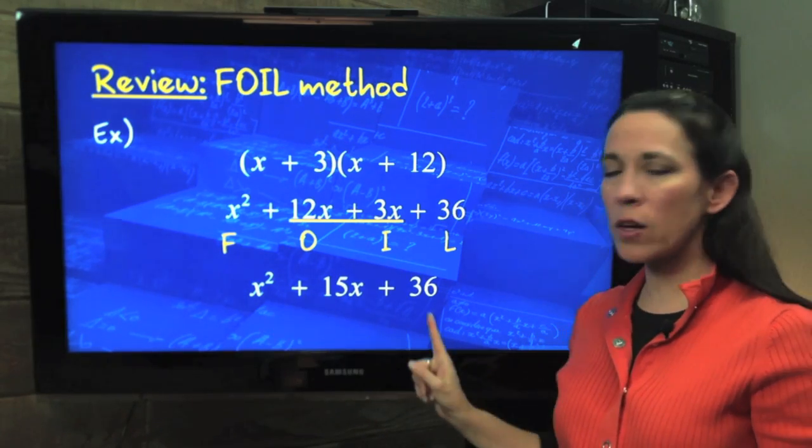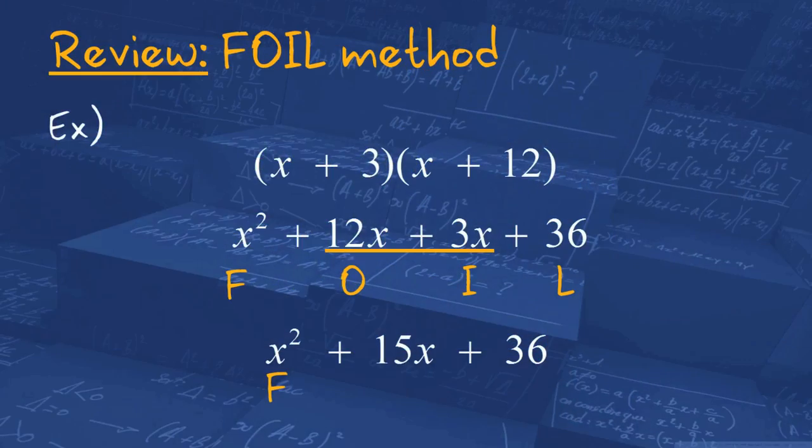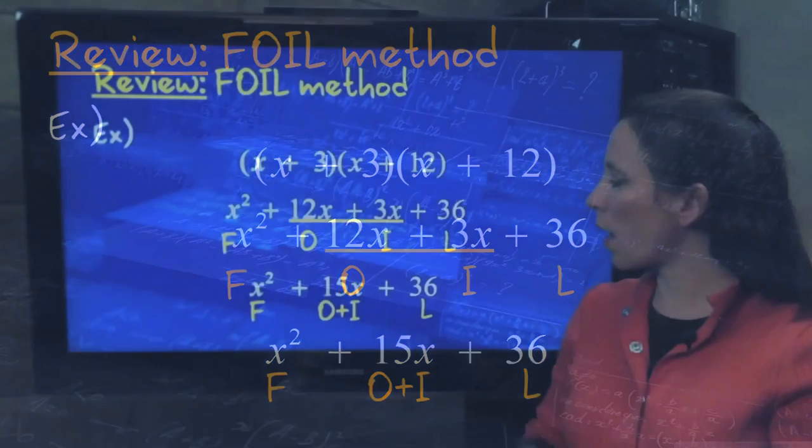So here's our trinomial. The x squared here is a result of multiplying the first terms. The 36 here, the last, we got from multiplying the lasts. So the first in our trinomial, we got from multiplying the firsts. The last in our trinomial, we got from multiplying the lasts. The middle is from combining the outside and the inside terms that we got.